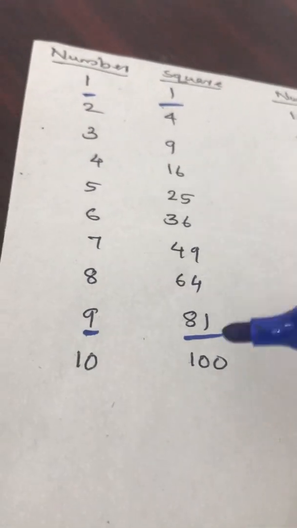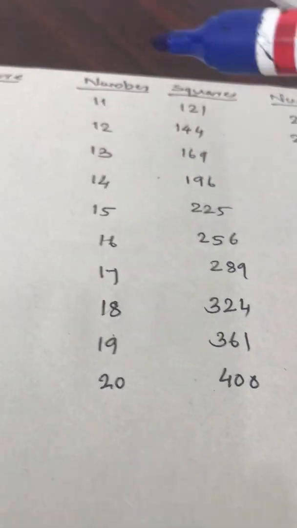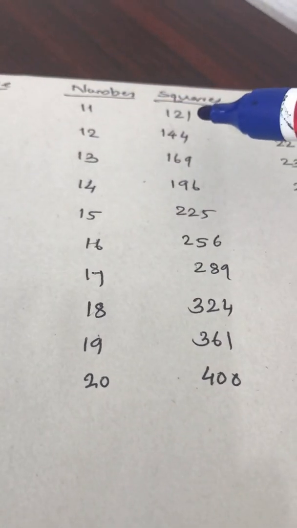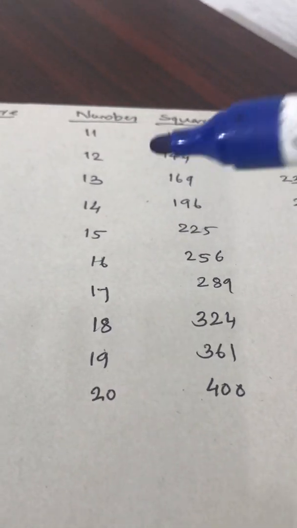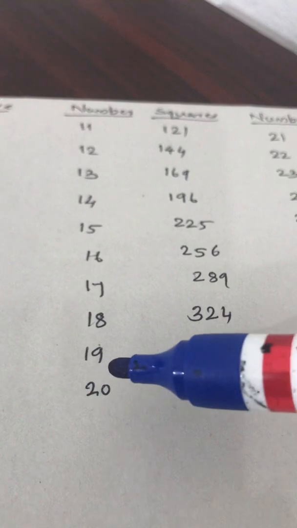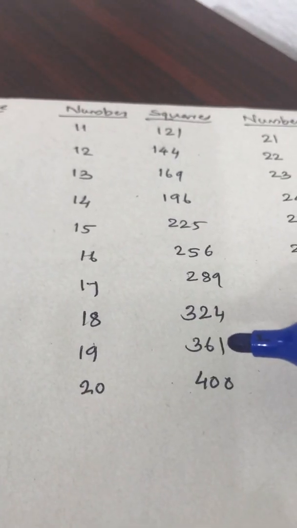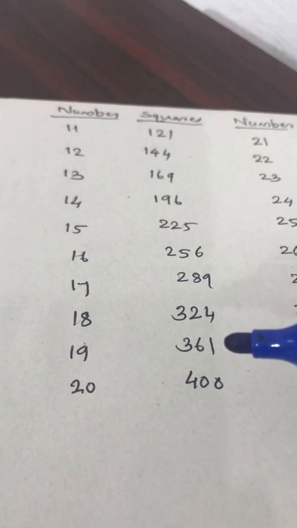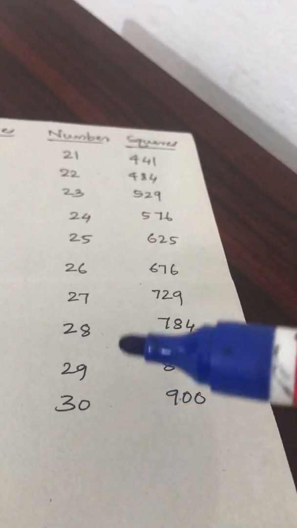Now the same property we can see in the next row also. In this number 11, what is its square? 121. That also ends in 1. Now the next number with units place digit 9 is 19. 19 squared is 361, and in 361 also the units place is 1. The same case we can see in the next row from 21 to 30 also.